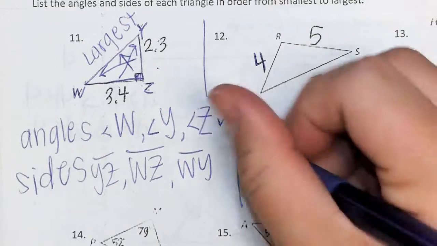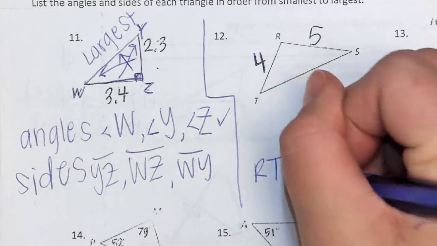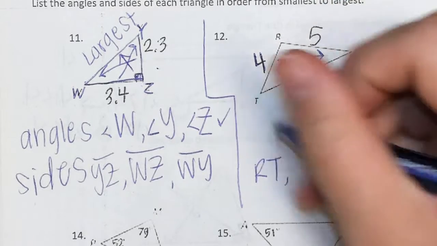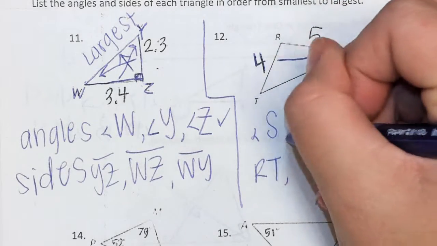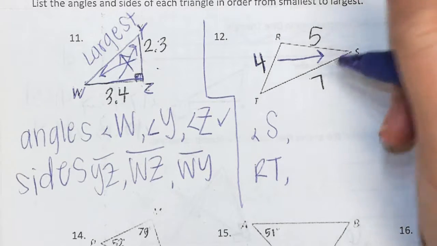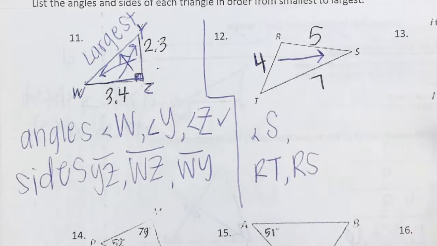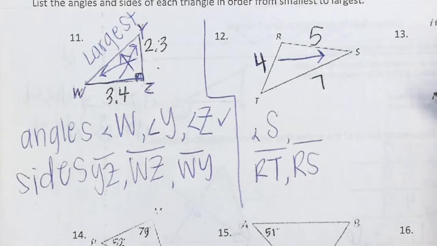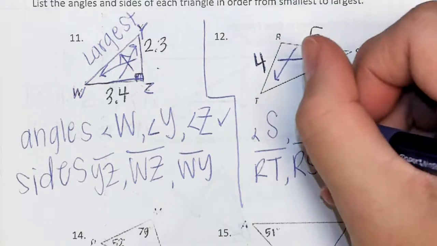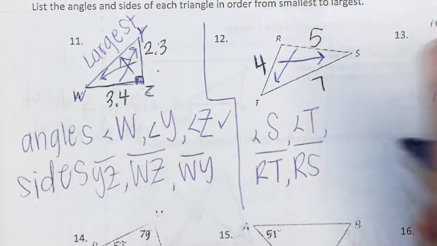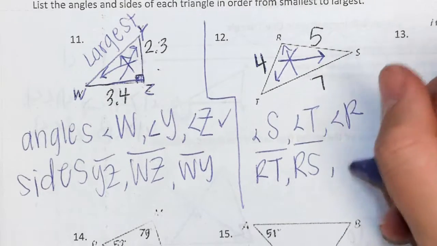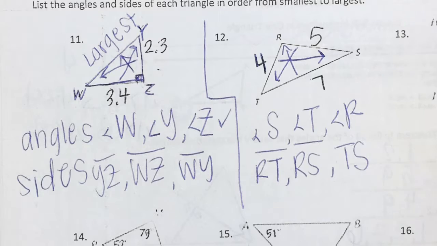On 12, what's the smallest side? 4, RT. So if that's the smallest side, then it's across from the smallest angle, which is S. What's next? What's the second highest? 5. So side RS is medium side. Well, it's across from what angle? So angle T. And then what's left? Angle R, because it's across from the largest side, which is TS.